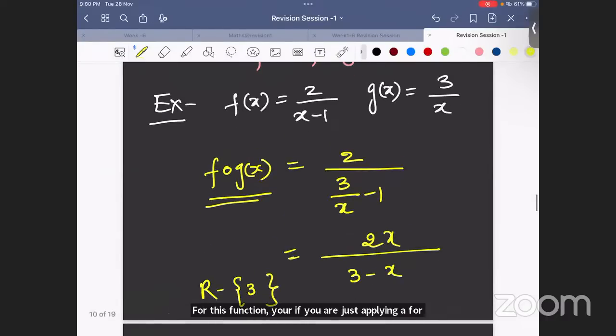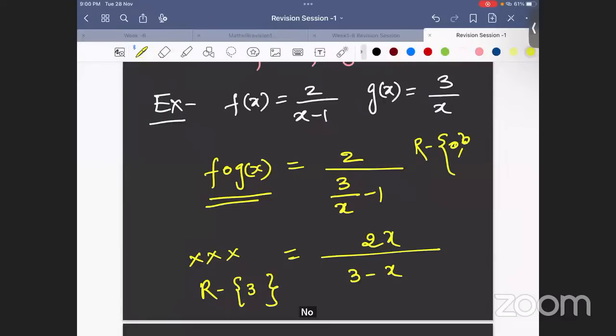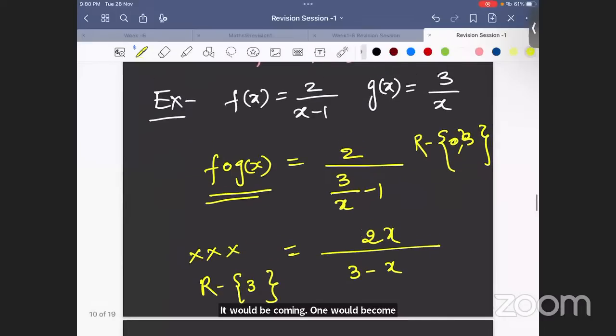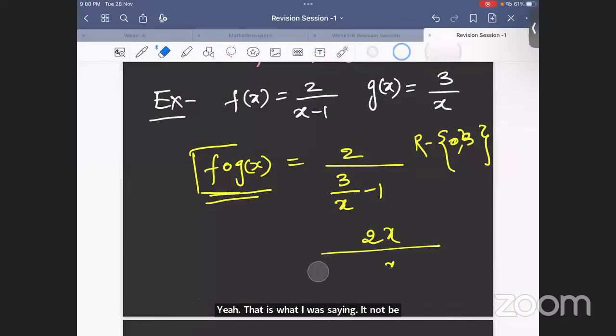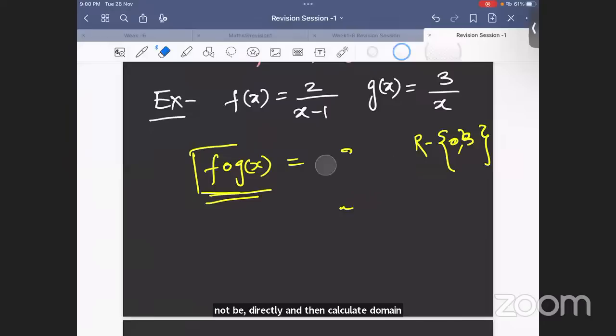Correct? Is this correct? No, right? Your answer should be what? 0 and 3 both should be excluded. If we take 0, then 2 into 0 becomes 0, so we will exclude both 0 and 3. Yeah, that is what I was saying. You should not be calculating f of g directly and then calculating the domain. You have to take care of both the cases.